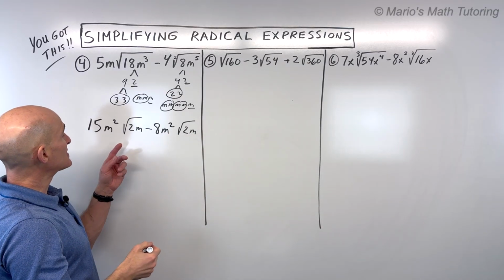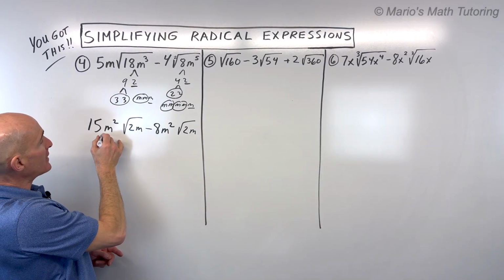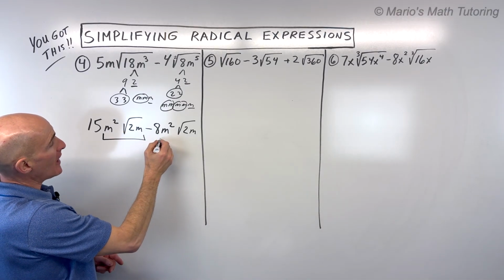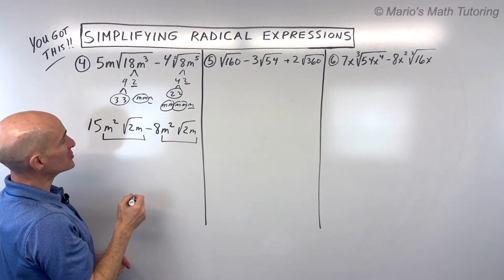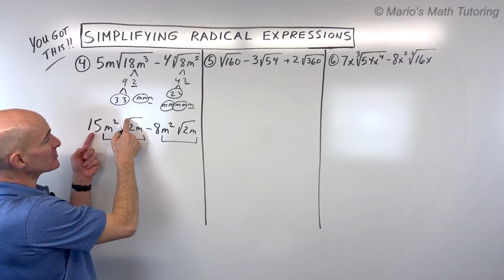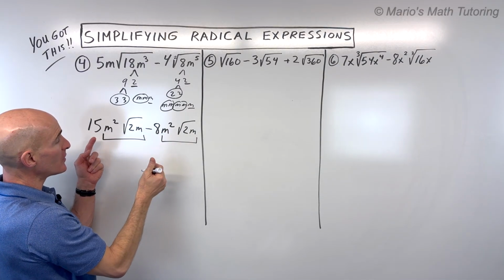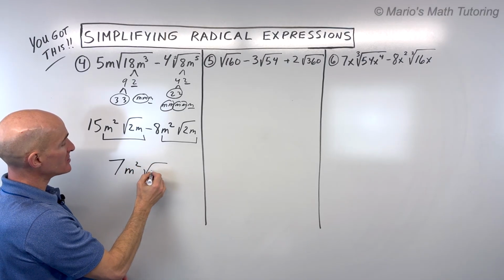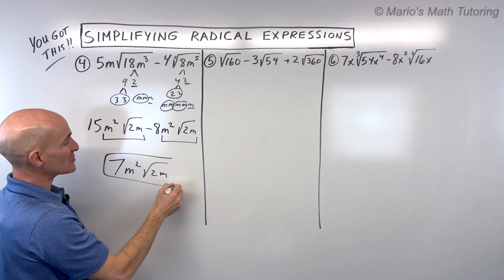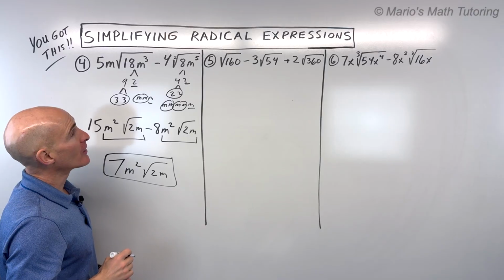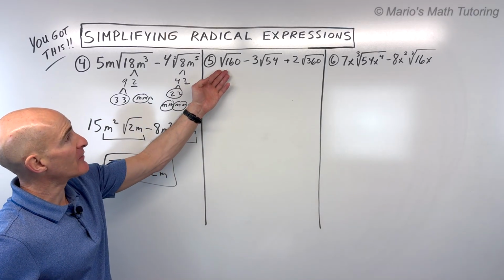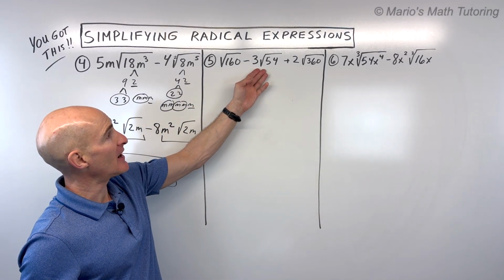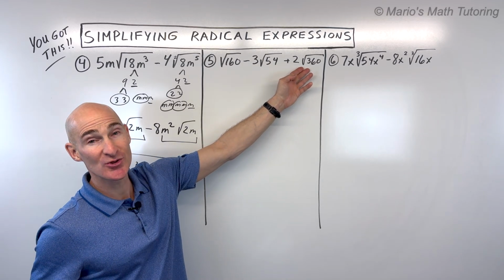So now what we can see is we've got the same quantity here. We have m squared, square root of 2m, m squared, square root of 2m. I've got 15 of this group minus 8 of this group. 15 minus 8 we know is 7 m squared, square root of 2m. And that's your final result. Okay, let's look at number 5 now. We've got the square root of 160 minus 3 square root of 54 plus 2 square root of 360.